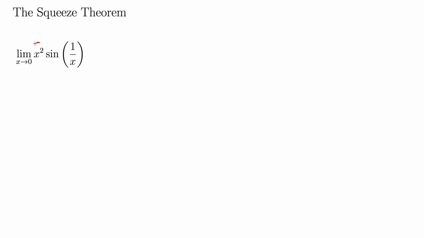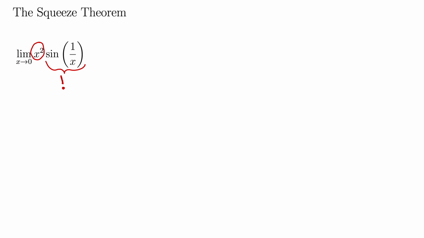X squared is fine. That's a very well-behaved function. We know what's happening there. It's this sine of 1 over x that's extremely poorly behaved as we go in towards x equals 0. We divide by something smaller and smaller, so this bit inside the parentheses is getting larger and larger. It's oscillating ever more frequently.